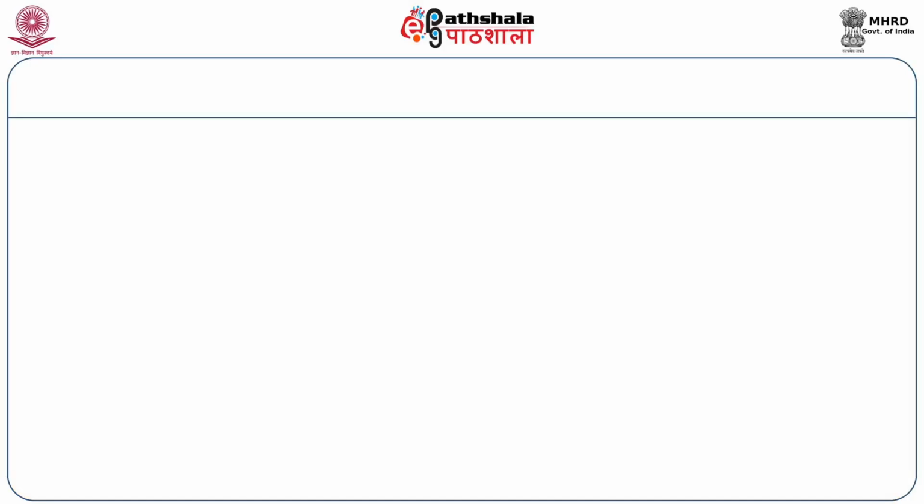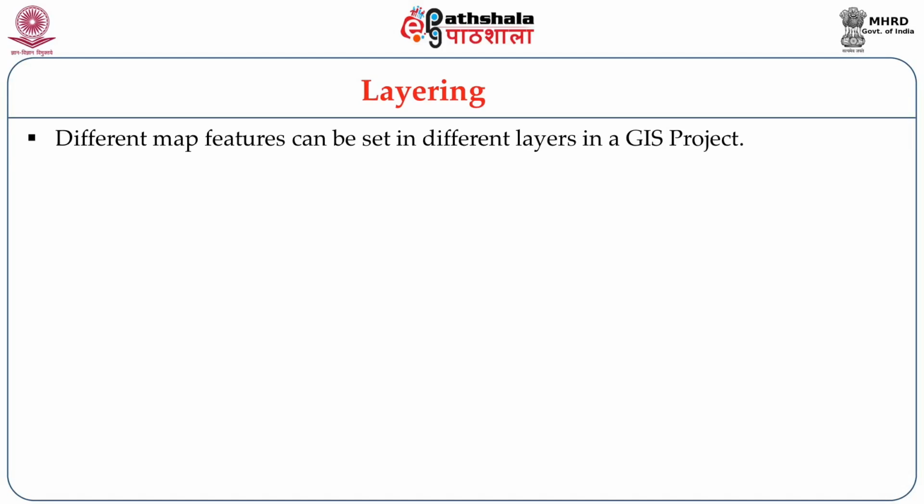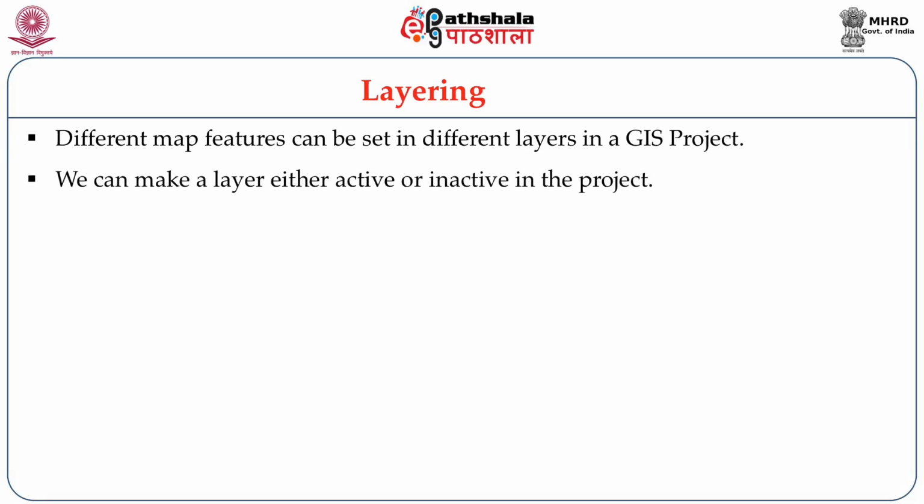In GIS work, we also have another concept, that is layering. Usually the GIS work is carried out in different layers. Different map features can be set in different layers in a GIS project. So we can make a layer either active or inactive in the project. In the project there may be many layers, but it is not necessary that all the layers have to be active. So we can make them active or inactive by selecting appropriate options.